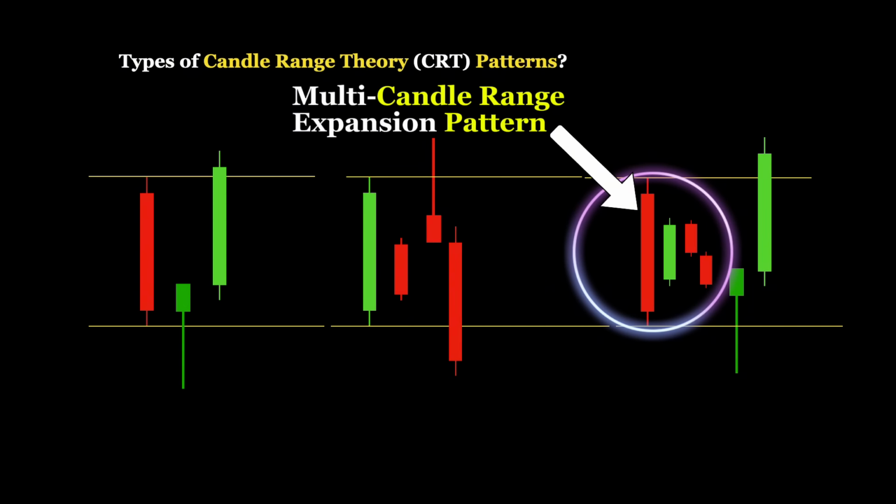Here's what you look for. Multiple candles that wick above the high or below the low of that range. Each wick is a liquidity grab, and when the real breakout finally comes, the move is explosive, often much stronger than the standard 3-candle setup. That's your moment to step in and ride the momentum.